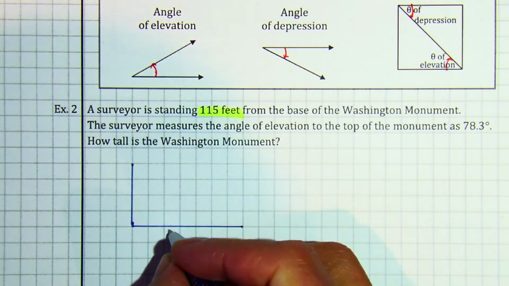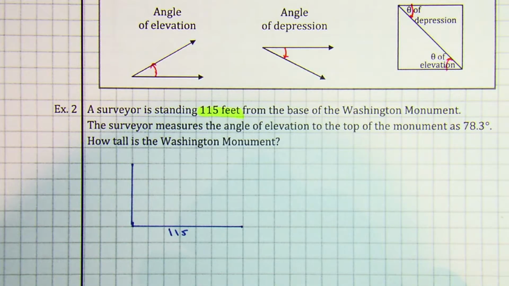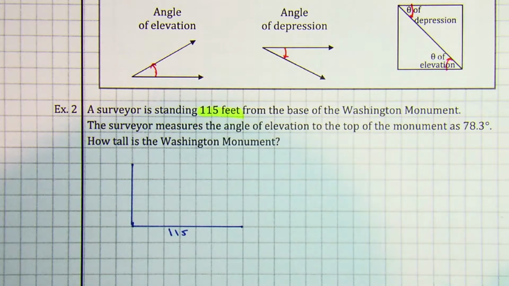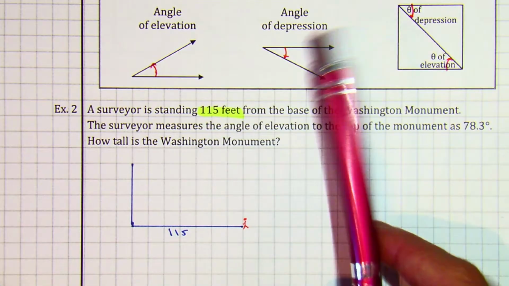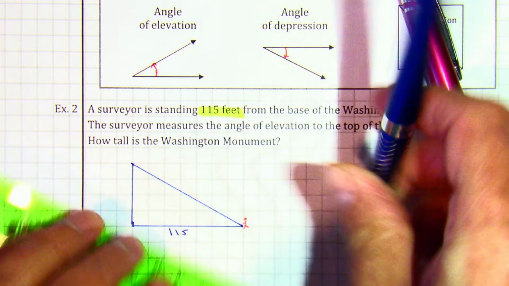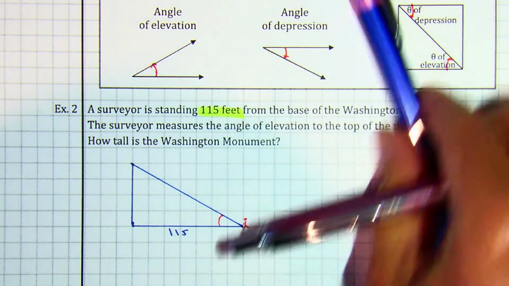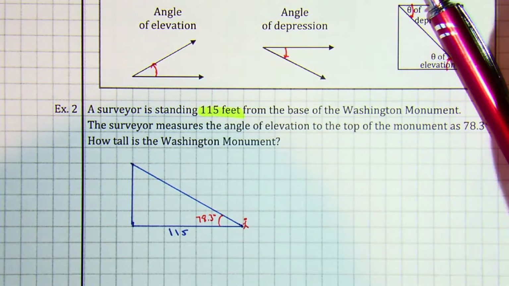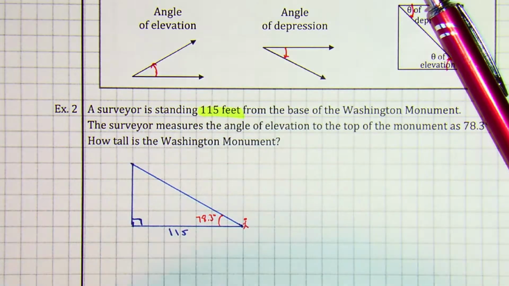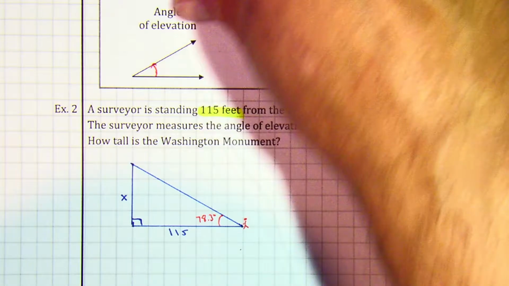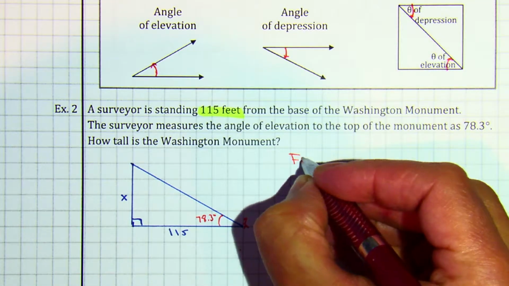So therefore this is 115. The surveyor measures the angle of elevation to the top. So the person standing here, the angle of elevation must be this one here. And that is 78.3 degrees. And we are dealing with a right triangle, so we can use SOHCAHTOA. So therefore, let's go and find x, the height. Find x and see what you get, and then we can compare our answers.